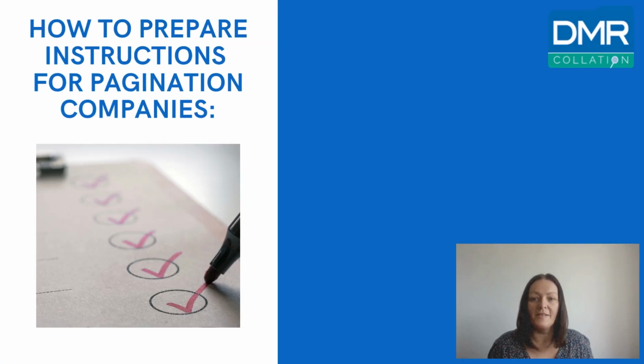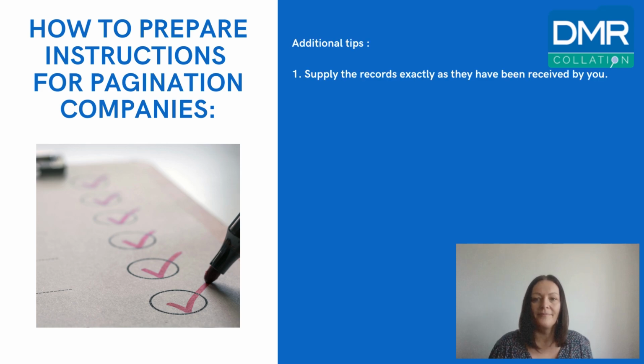If you have sufficient funding to instruct a pagination company such as DMR Collation to collate and analyse the records for you, here are some additional tips on how you can ensure the case is prepared correctly for pagination in order to keep your collation costs to a minimum.